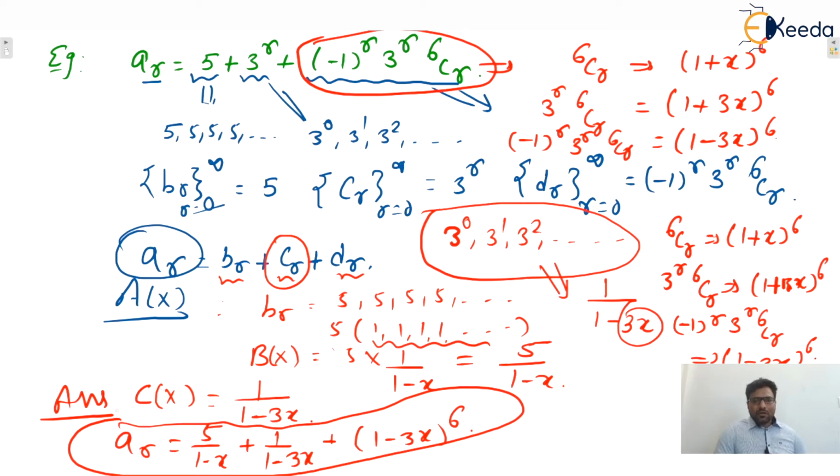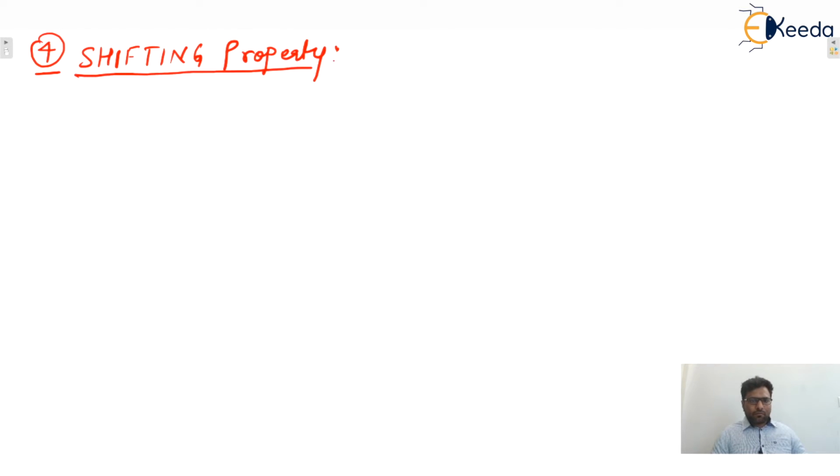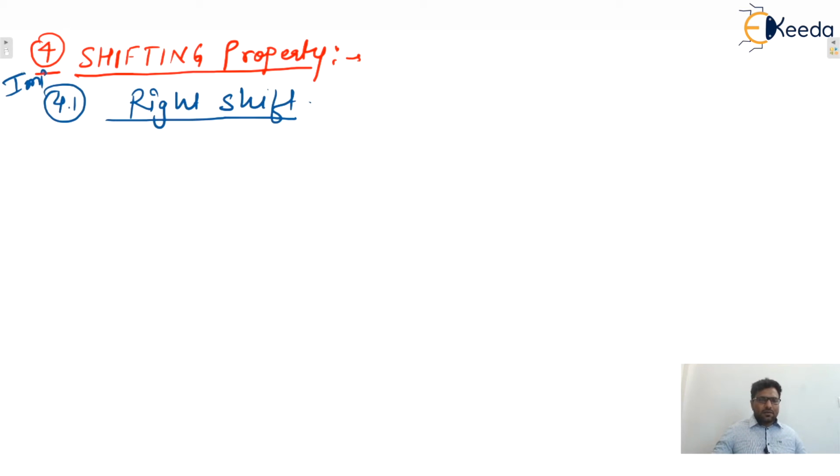Okay. So moving to the next properties. These are very important to solve any question. Next, the fourth one, that is the shifting property. First, 4.1, let's say that is right shift, and after that we'll see the left shift. These shifting properties are very important, so try to listen carefully. Based on that we'll see some problems also.